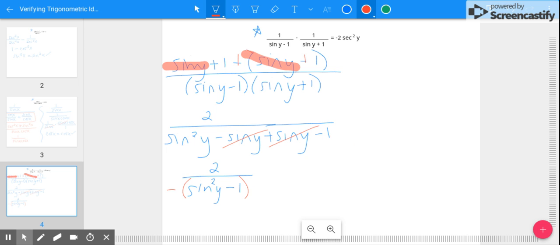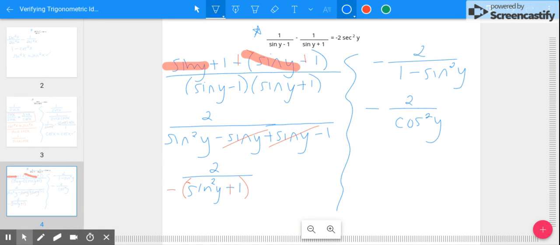What that's going to do for me is make the sine squared negative and make the 1 positive. So let me rewrite that over here so we can see what we've got going on. I'm going to put the negative out in front. That means the denominator is now 1 minus sine squared y, and that is equivalent to cosine squared of y. So now we've got -2 over cosine squared of y from our Pythagorean identity. If we bring the cosine squared to the top, that gets us a secant squared, which is what we were after from the beginning. So we are verified.